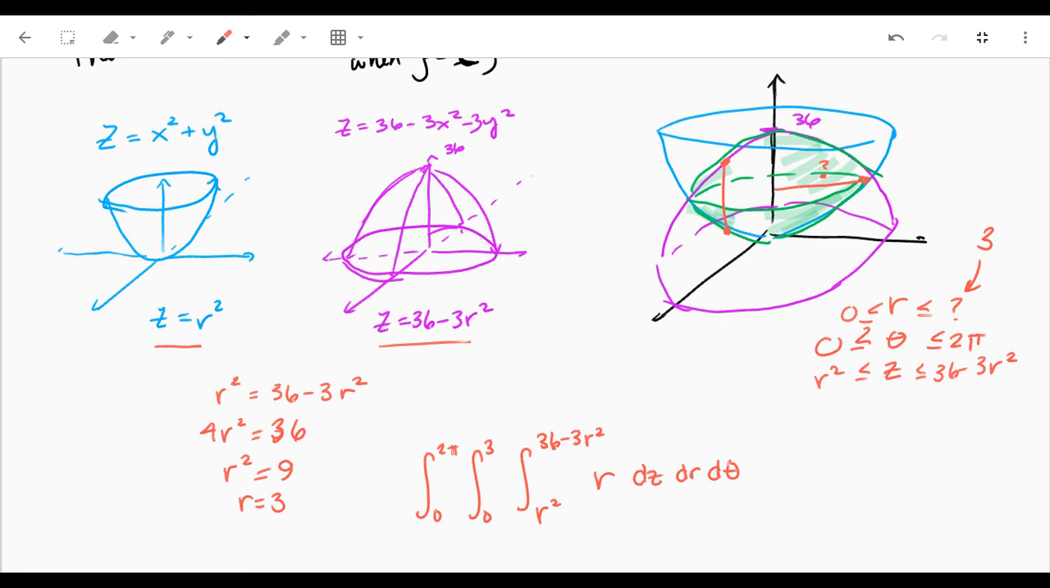So we're going to go through and do that integral. Again, that's something I'll leave you to do on your own. The one before this was a little bit more involved. This one is not too bad at all, and you can do it yourself and just check that you get 162 pi.